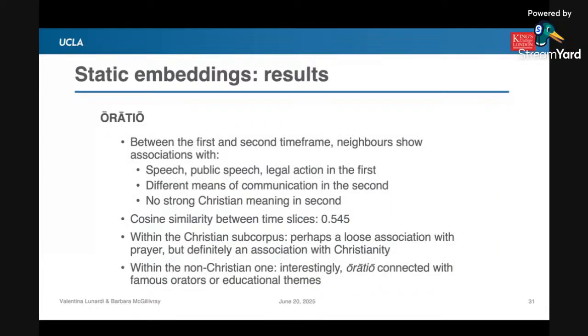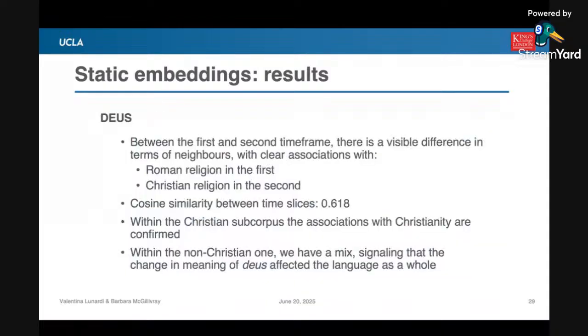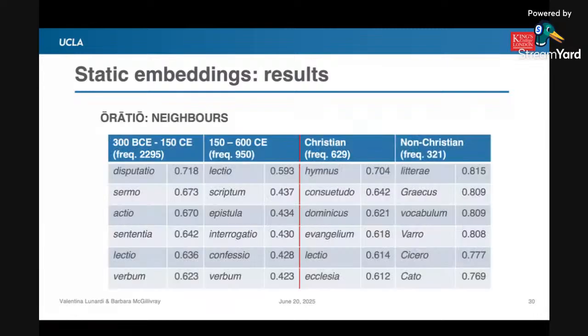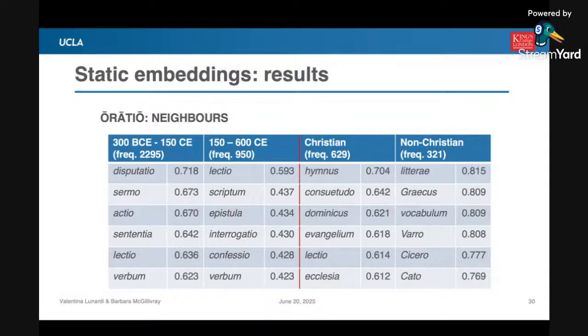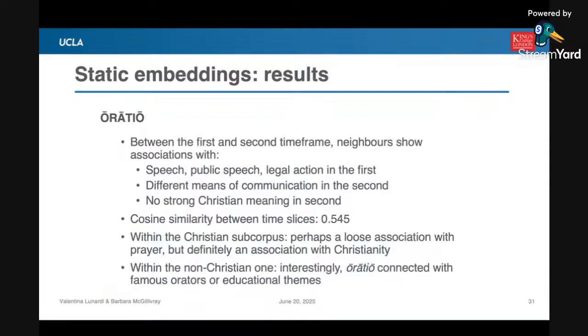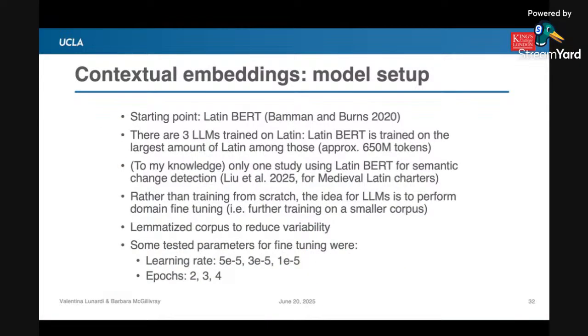I think I should have told you everything already. I forgot to mention the cosine similarity score between the time slices, which was here 0.545, and for Deus, I think was 0.618. So there's a greater amount of change or difference in usage in oratio than there is in Deus. But for the second time slice, it doesn't pick up on the prayer meaning. So that's interesting. Now, moving on to the results for contextual embeddings.